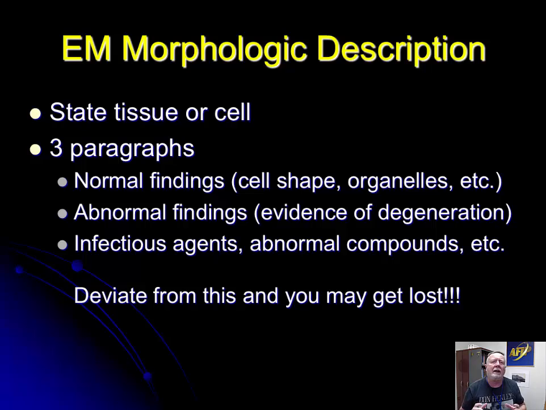And then finally, my third paragraph is going to be the things that normally shouldn't be there. This might be infectious agents, it might be viral particles in the nucleus or bacteria in the cytoplasm, it might be abnormal compounds like intranuclear inclusions in lead toxicity per se, which have a very characteristic look on EM. So it's things that aren't supposed to be there.